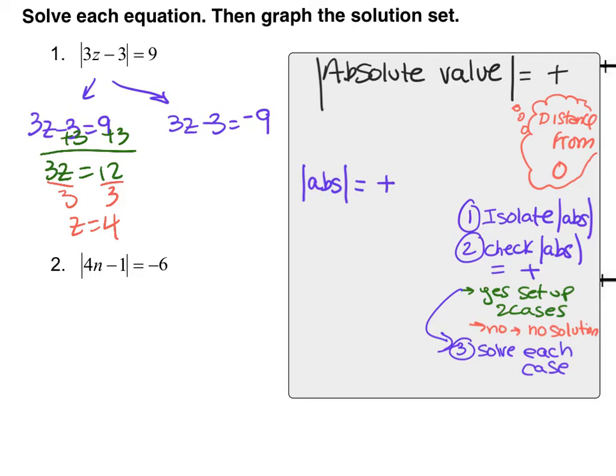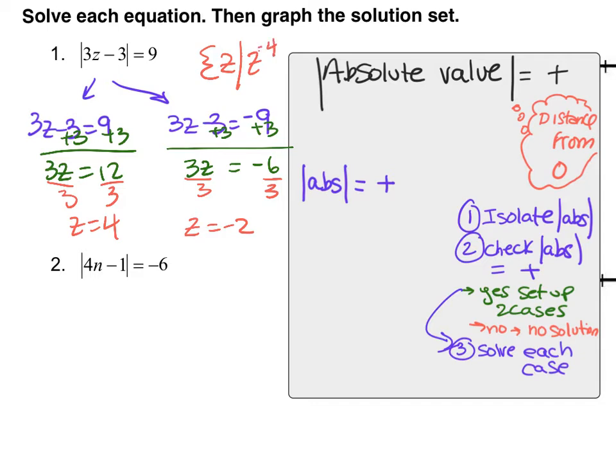With the one on the right-hand side, you add 3 again. But this time, negative 9 plus 3 gives you negative 6. Then you divide by 3. And you get that z is equal to negative 2. So the answers to this would be the values of z such that z is equal to 4 and z is equal to negative 2. Or you could just leave it like that. With this other one, just as a reminder, isolate the absolute value. It's equal to a negative, so this is called no solution.